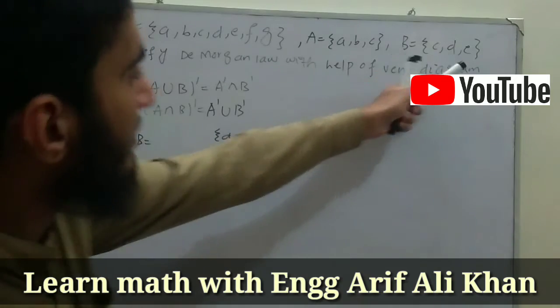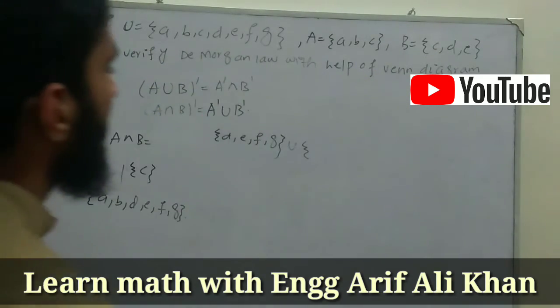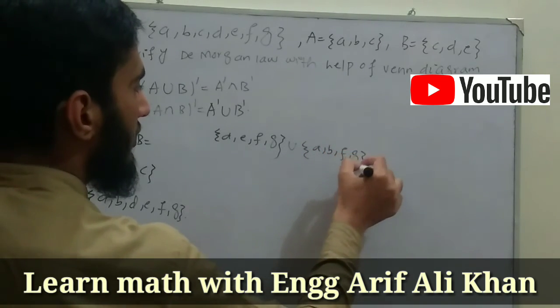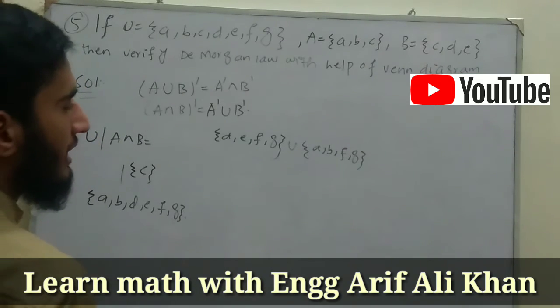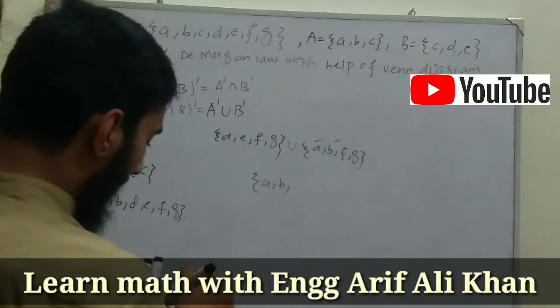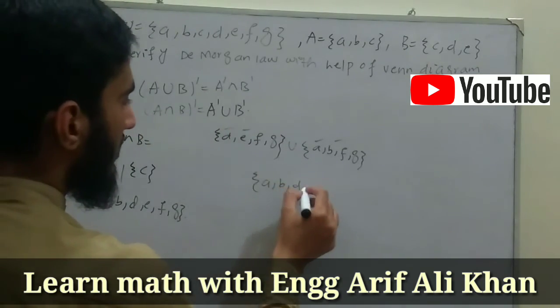B complement means subtraction of B from the universal set. The common elements are C, D, E, C, D, E. Remove C, D, E, we are left with A, B, and F, G. Union means all elements that participate in both of these two sets. So the result will be A, B, and after this there is no C, so D, E.